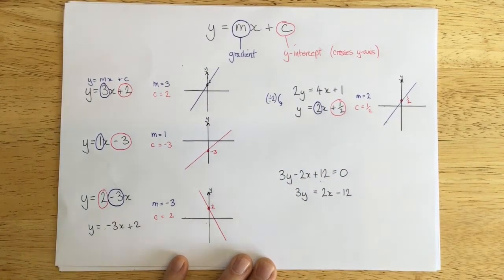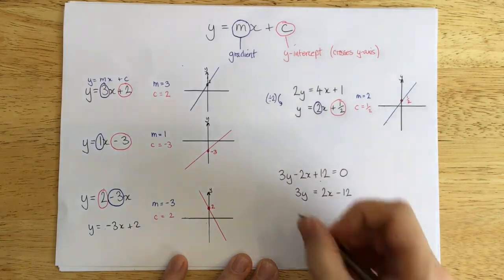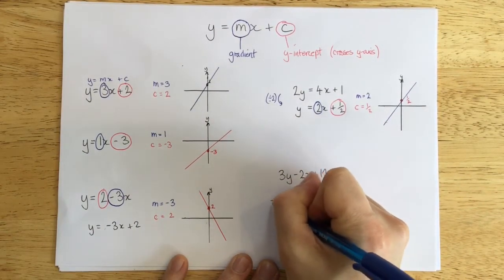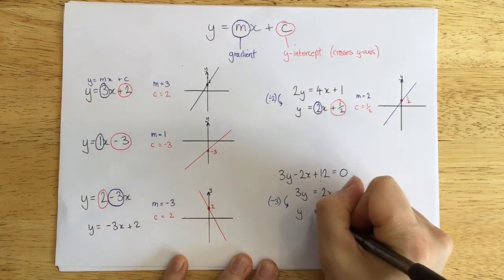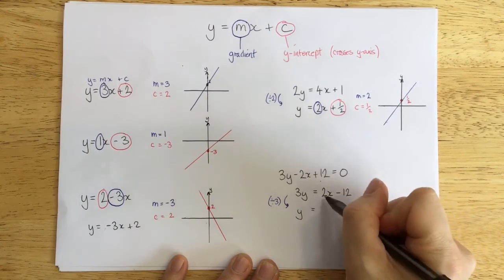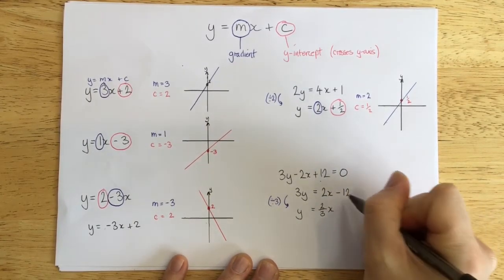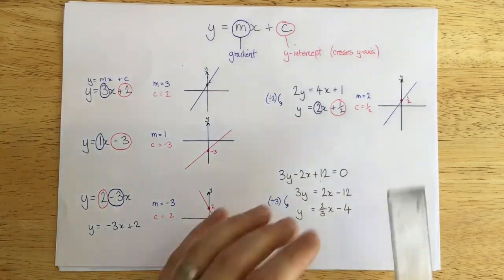So now it's of the form a y term equals so many x plus a number. But like the last example, we don't have 1y, we have 3y. So we're going to divide everything by 3, so that we can find out what 1y is equal to. And y is equal to... Now 2 divided by 3 we can write as a fraction, 2/3. Minus 12 divided by 3 is minus 4.